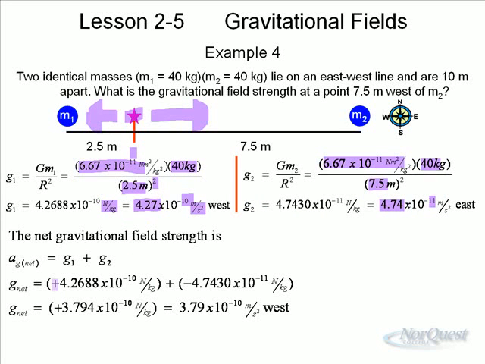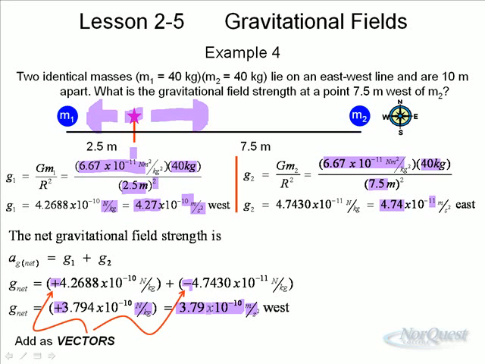Let's make west positive and east negative. So with west being positive, we add it to the east field being negative, and what we end up with overall is a net gravitational field that is positive, because, since it's closer to m1, we experience a stronger gravitational field, and so the net gravitational field is to the west. And we say it's 3.79 times 10 to the minus 10 newtons per kilogram, or meters per second squared. And of course the direction, because we said west is positive, is west.